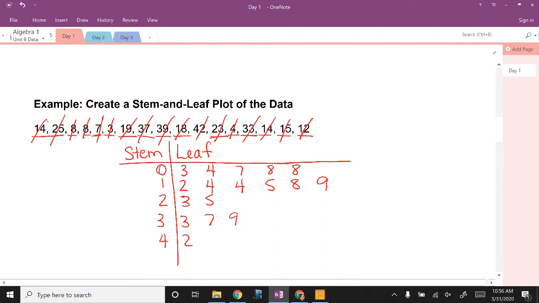Now I'm almost finished with my stem and leaf plot. The only thing I have left to do in my stem and leaf plot is make a key. So you know that a map always needs a key at the bottom to tell you what different shapes are, that 1 inch equals 1 mile, and all those things about a map.